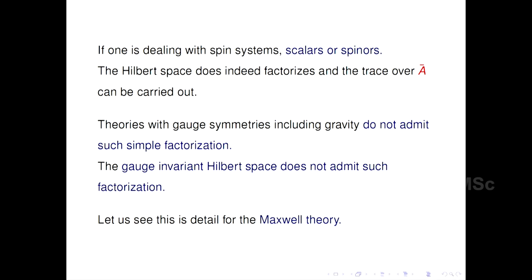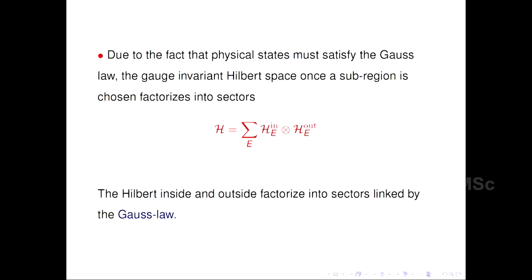Okay, let me just go ahead and then we will come back. So let's go ahead with this Gauss law for Maxwell's theory. I mean factorizability in a very restricted sense only. Due to the fact that states must satisfy the Gauss law, the Hilbert space actually breaks down into this form. So there is this sum over the electric sectors. I will detail this later.